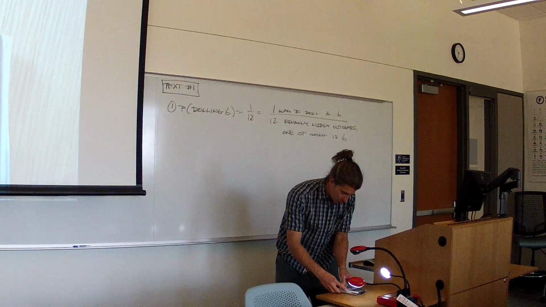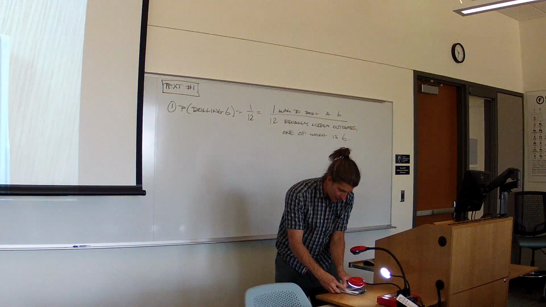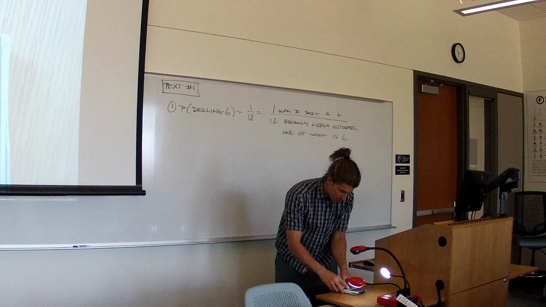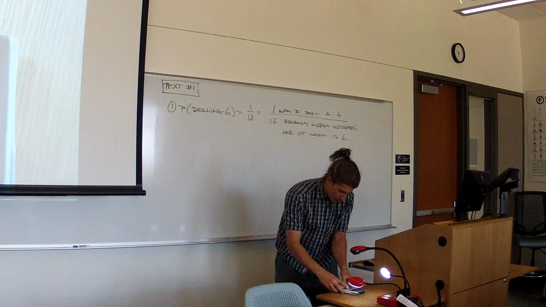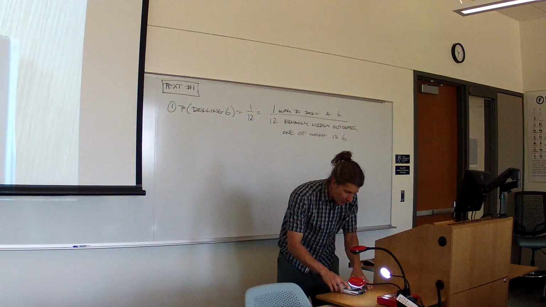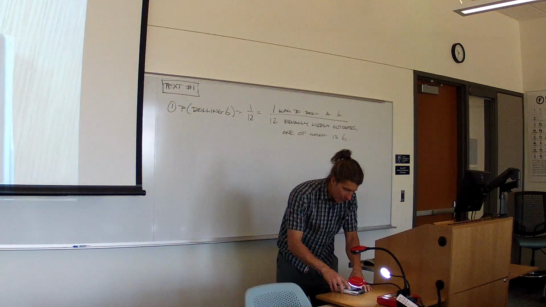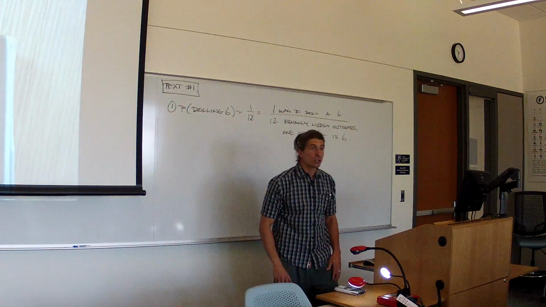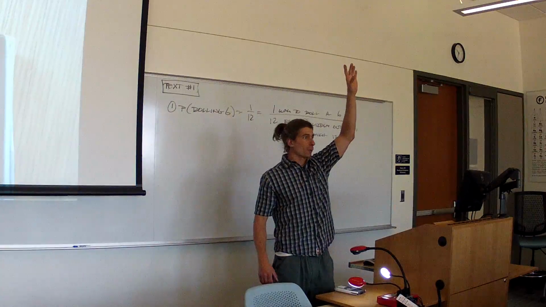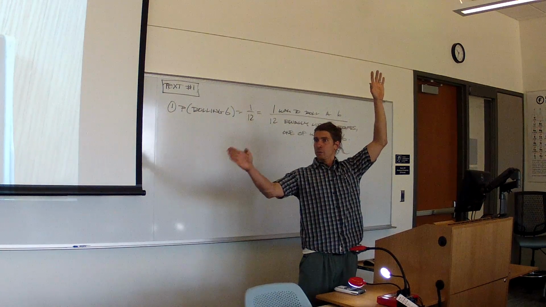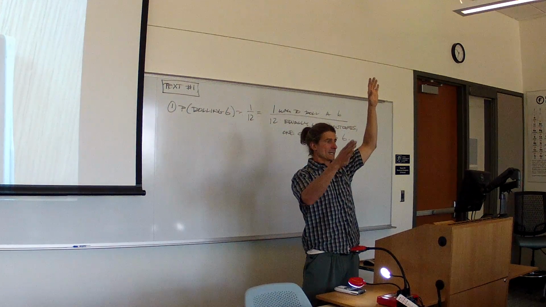I'm going to go 0, 1, 2, 3, 4, 5, 6, 7, 8, 9, 10. Oops. 10, 11, and 12. How many of us got no 6s at all on that trial right there? No 6s at all. That's me. 2, 3, 4, 5, 6, 7, 8, 9.